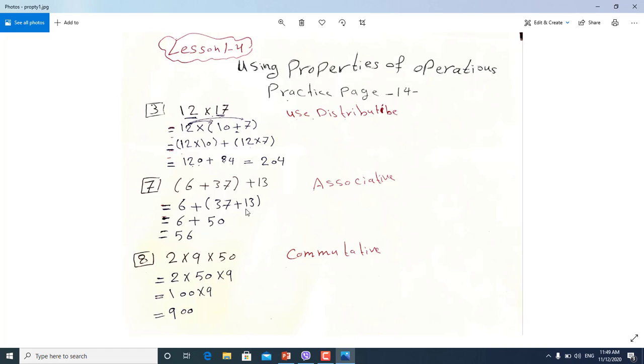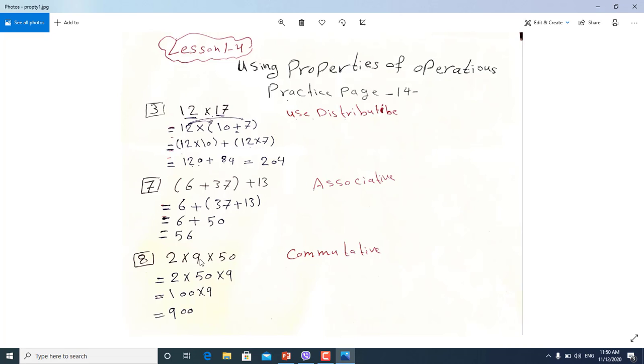37 plus 13, 3 plus 7 is 10, 0, 1 regroup, 1 plus 3 is 4, and we have 1, we get 50. 50 plus 6 is 56. That is the associative property. And from number 8, 2 times 9 times 50, we have three numbers.